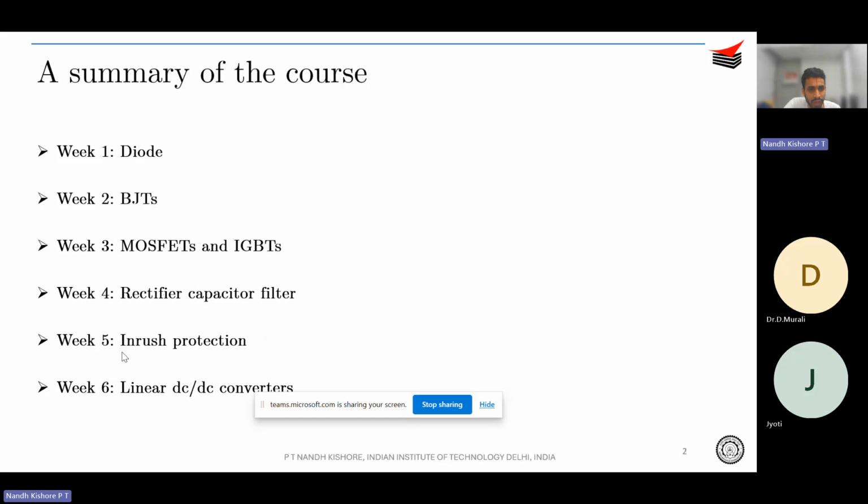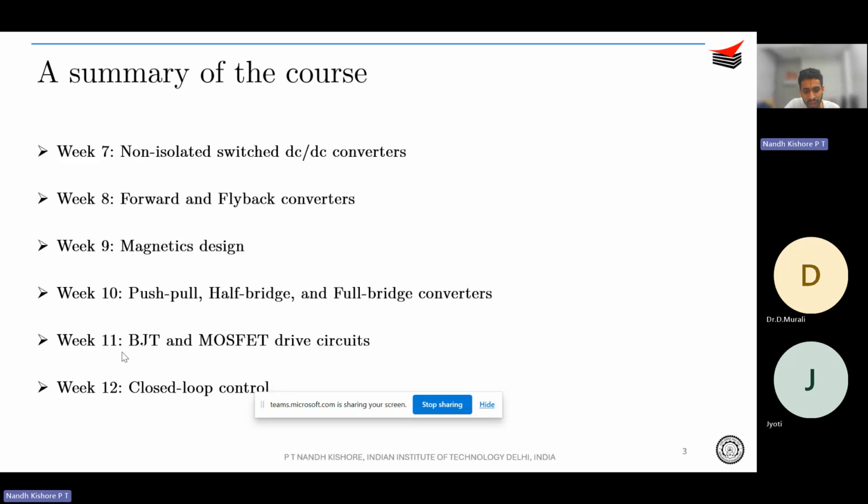Right. So week 1 to week 3 was about devices, and then week 4 to week 5 was about the AC-DC converters and the inrush current limiting in that. And week 6 was the linear DC-DC regulators, the shunt and series regulators. Week 7 and week 8 are the non-isolated and isolated DC-DC converters respectively.